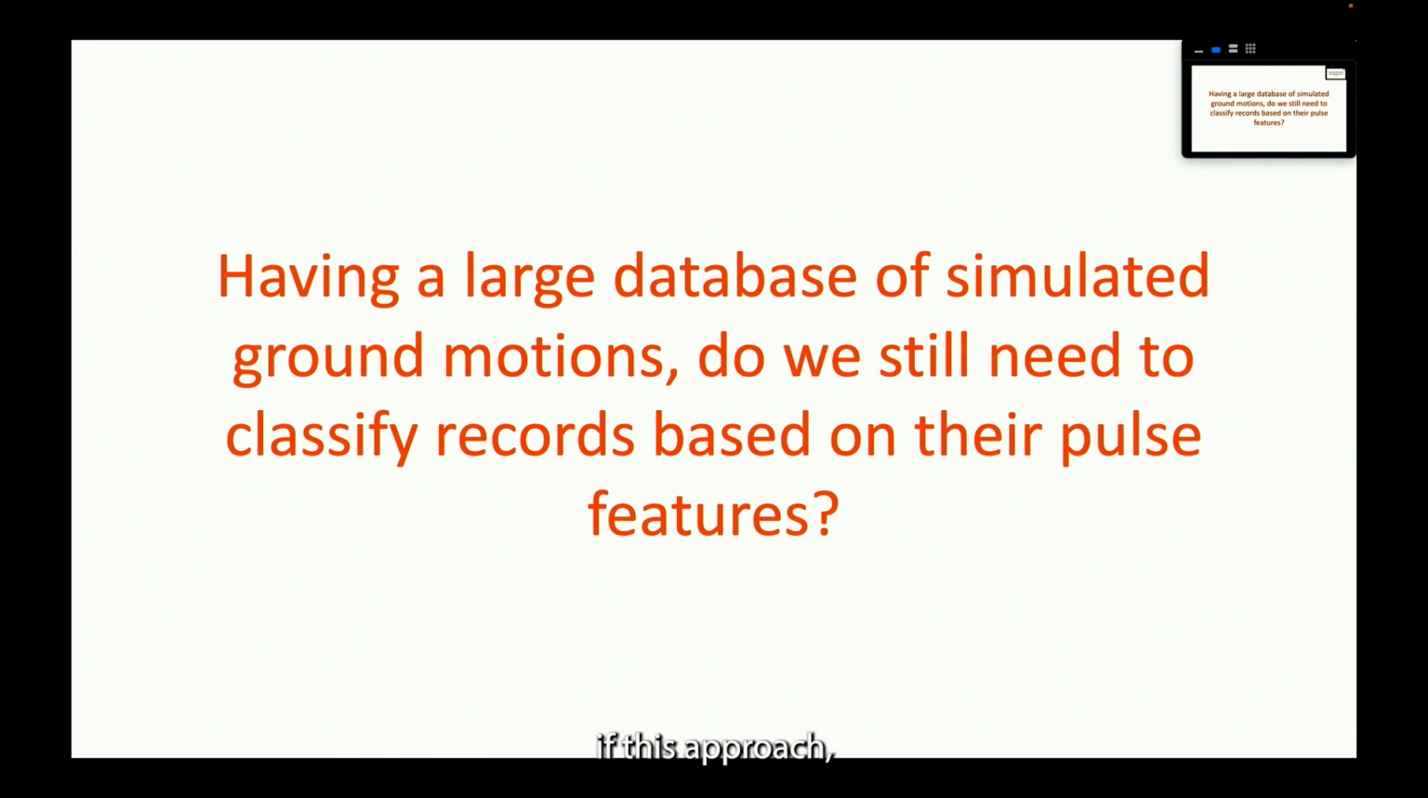Okay, so if this binary approach doesn't work, do we actually need it? Acknowledging that these types of approaches were developed to compensate for the fact that we don't have enough recordings, and assuming now that we have a large database of simulated ground motions and that we're starting to gain more confidence in them, we can use them to supplement the recordings in near-fault locations. Do we still need to do this classification?